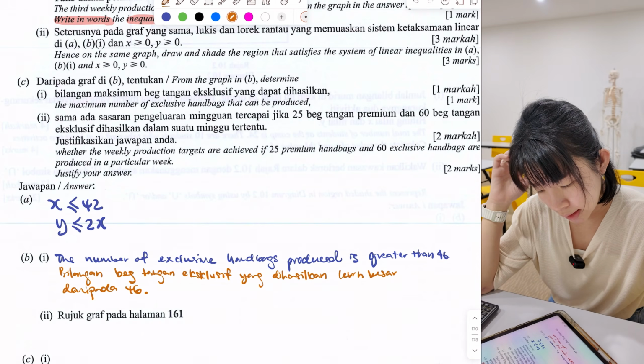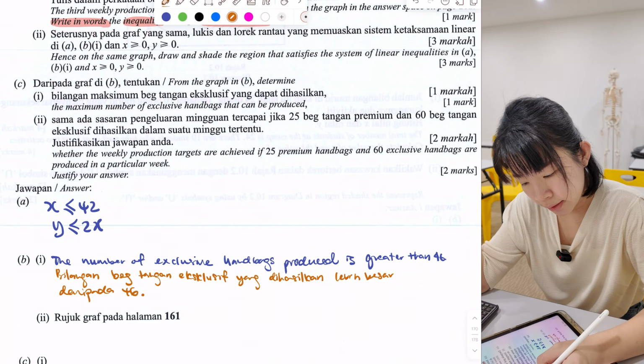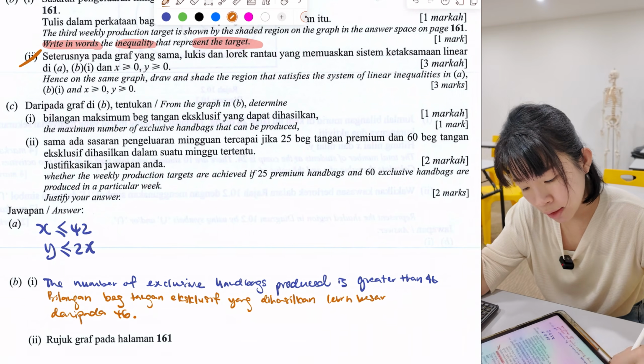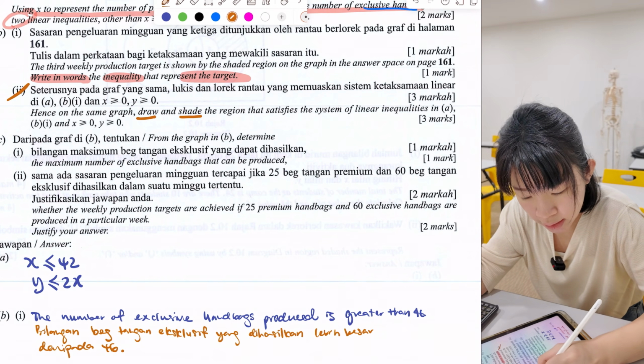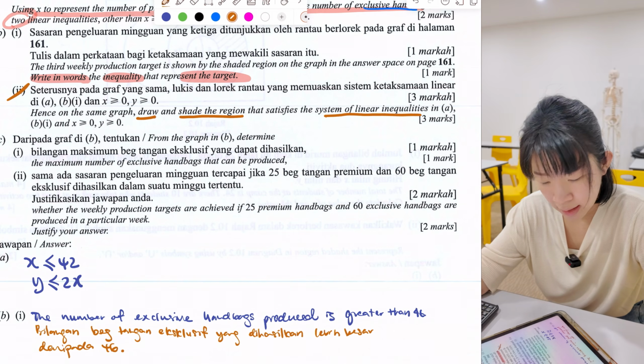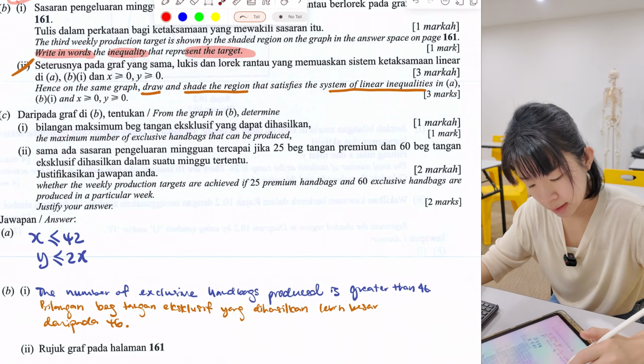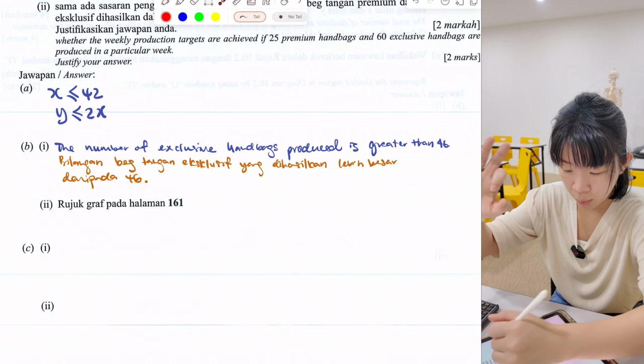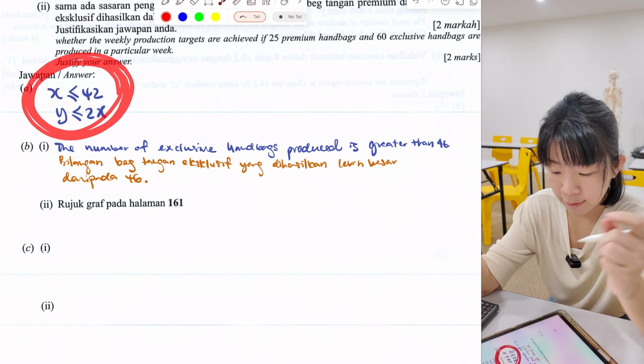Now part C. From the graph, part 2, we need to draw and shade the region that satisfies the linear inequalities in part A and B. So we need to draw these two lines. They already drew the third line, but we haven't put these two lines. Then after that, we need to shade.